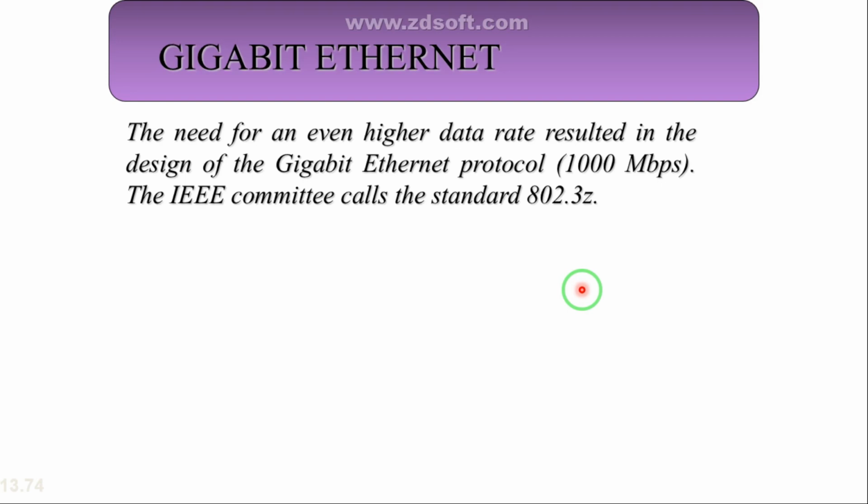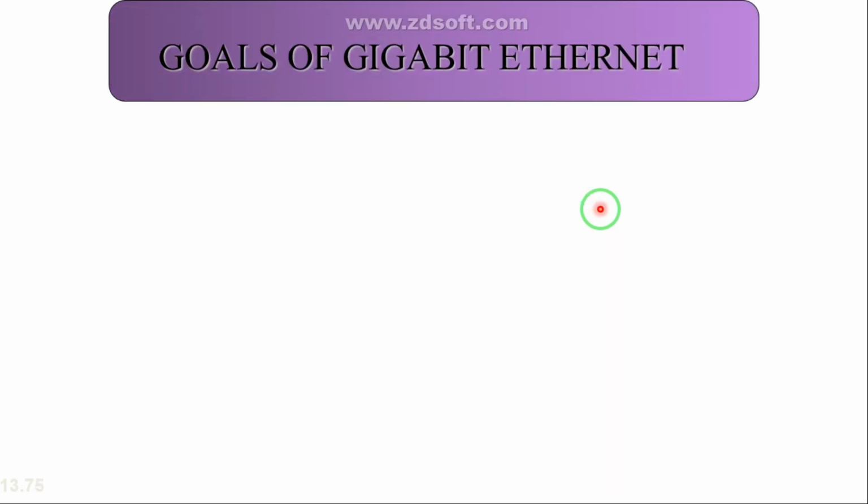Now talking about Gigabit Ethernet. The need for an even higher data rate resulted in the design of the Gigabit Ethernet protocol, that is 1000 Mbps or 1 Gbps. The IEEE committee calls it the standard 802.3z.